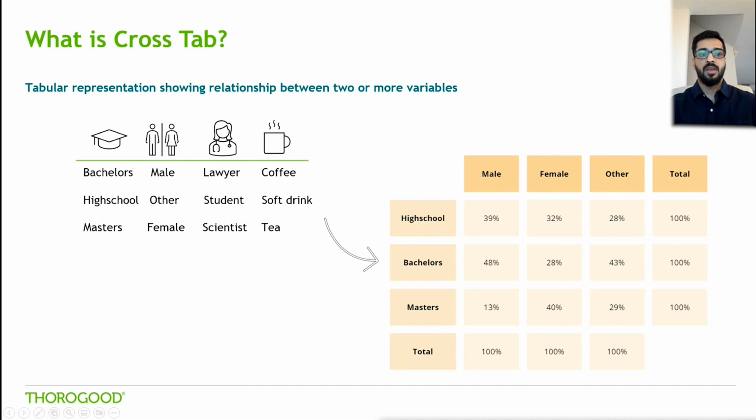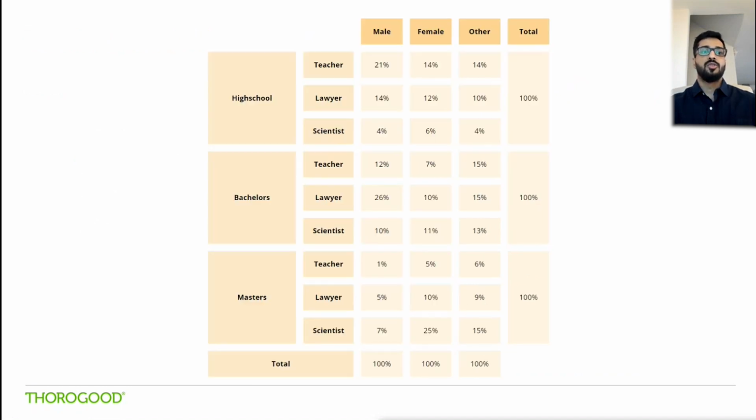Now, this is just for two variables, but what if we wanted to add occupation into this crosstab? By adding occupation in the rows, we now have two levels of information available in the rows. The first level tells us about the education, while the second level tells us about the occupation.